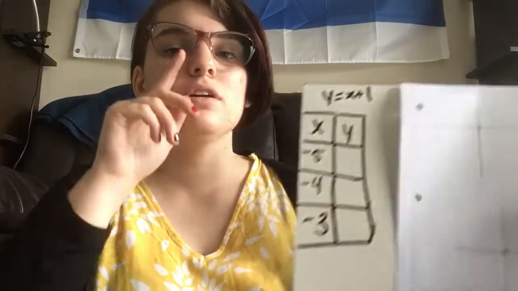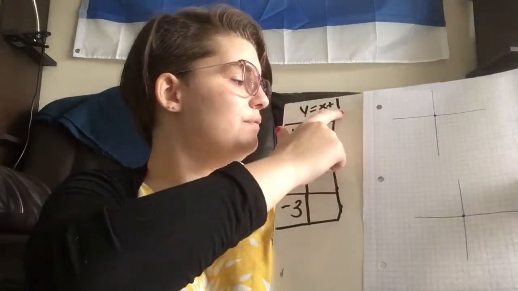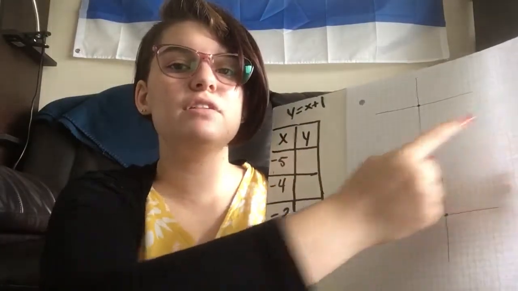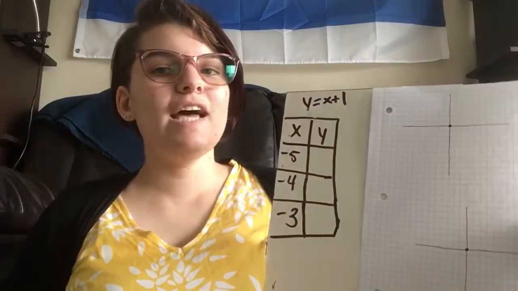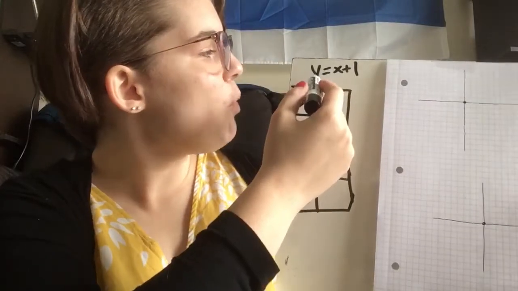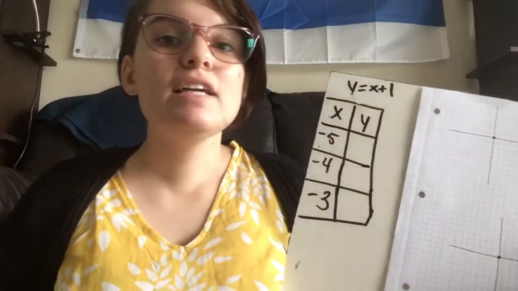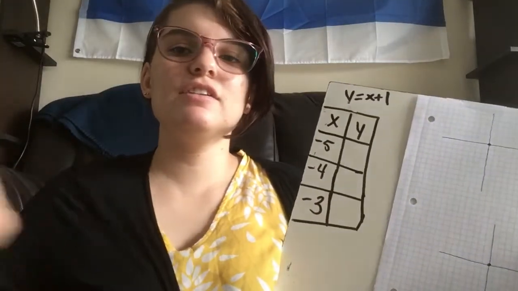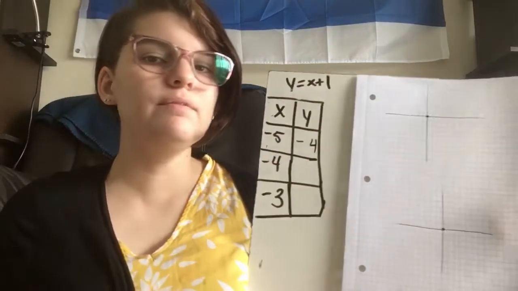Our function, so here's what we're doing on today's stuff. You have a function, you have to figure out the rest of the points, and then you have to graph them, okay? So we have y equals x plus 1. So if I plug in -5, I have y equals -5 plus 1. -5 plus 1, you're going 1 to the right, and your answer is going to be -4. Okay? We'll fill in -4.